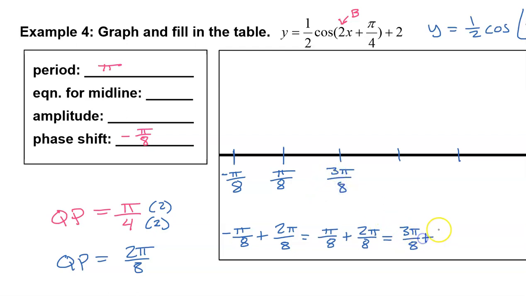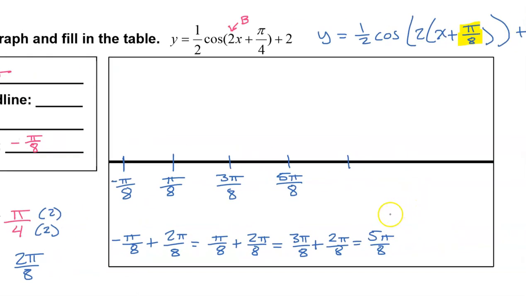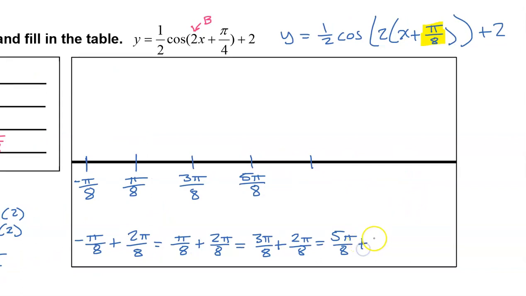Let's add another quarter period, another 2 pi over 8. That will give me 5 pi over 8. And finally, let's add one more quarter period. So we're going to add another 2 pi over 8. And that will give me 7 pi over 8.